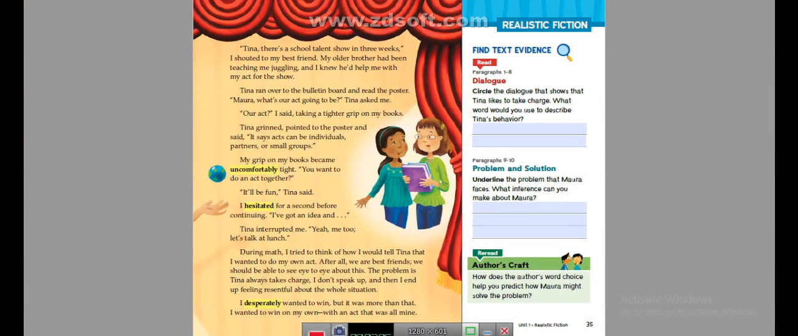And as I told you before, this story is a realistic fiction. What is a realistic fiction? This is the genre of our story. The genre of our story is realistic fiction. Let me explain the word realistic fiction. I've explained it in class, but I'm going to review it, okay?